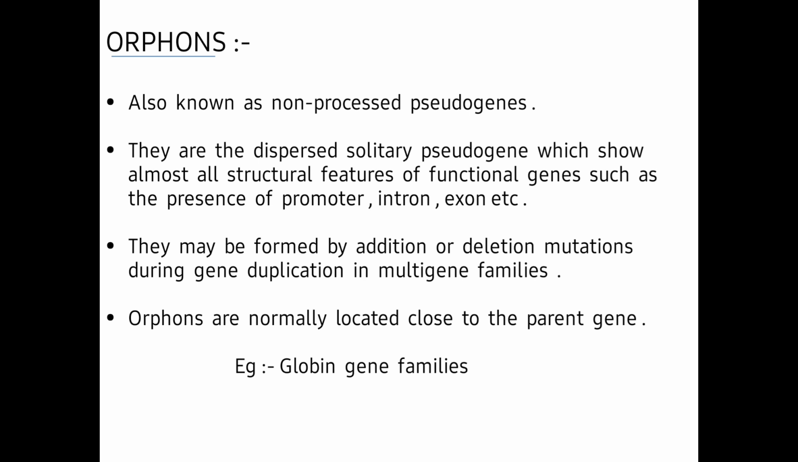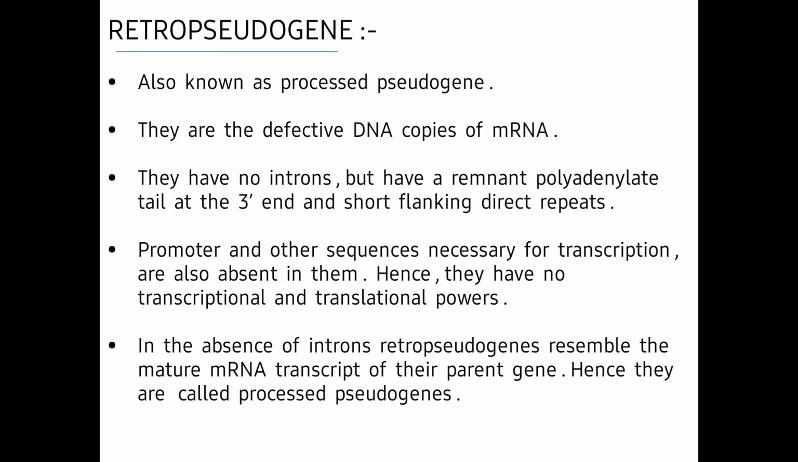They may be formed by addition or deletion mutation during gene duplication in multigene families. In multigene families, what we can see is that the genes are duplicated. The duplication can occur by addition or deletion. And these orphans are more closely located to their parent gene. An example of an orphan gene is the globin gene family.